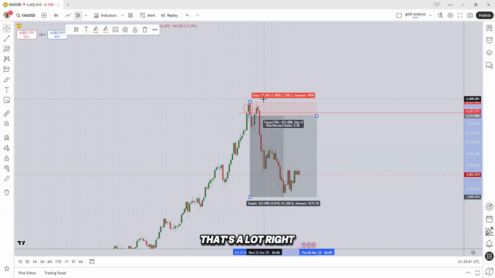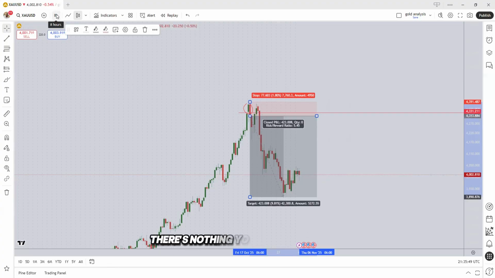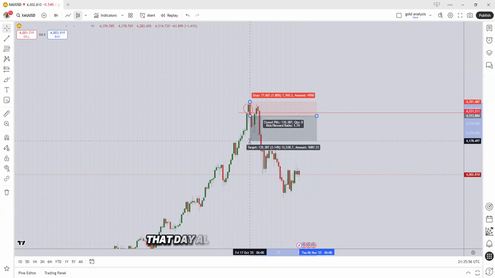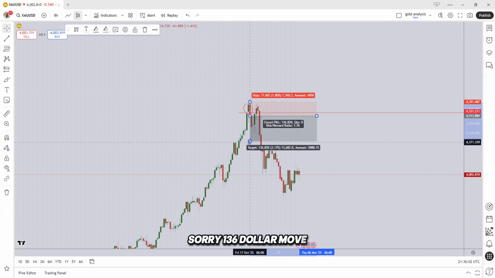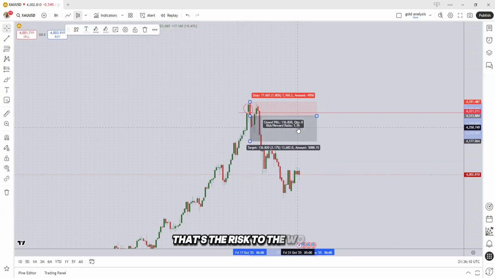That's a lot, right? So, how do you do this to get in? I mean, this particular day, there's nothing you could have done. That's what it printed. That day alone, it gave about $136, which means that's about 1,366. So that would literally give you 1.76. That's the risk to reward.